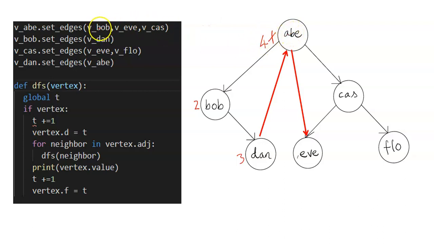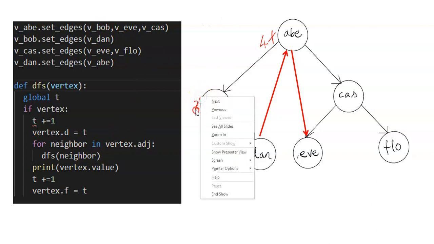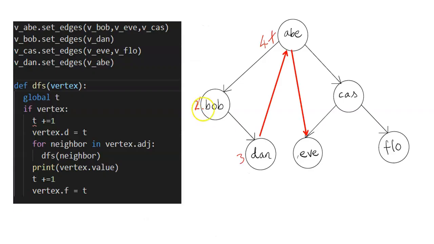And then Abe is going to call DFS for its list again, and it's going to call it for the first list member, which is Bob, and that's going to overwrite 2 for the visit time with 5. And then Bob is going to call Dan again, and that's going to overwrite 3 with 6. And Dan is going to call Abe again, and that's going to overwrite 4 with 7. And that is going to go on and on endlessly.